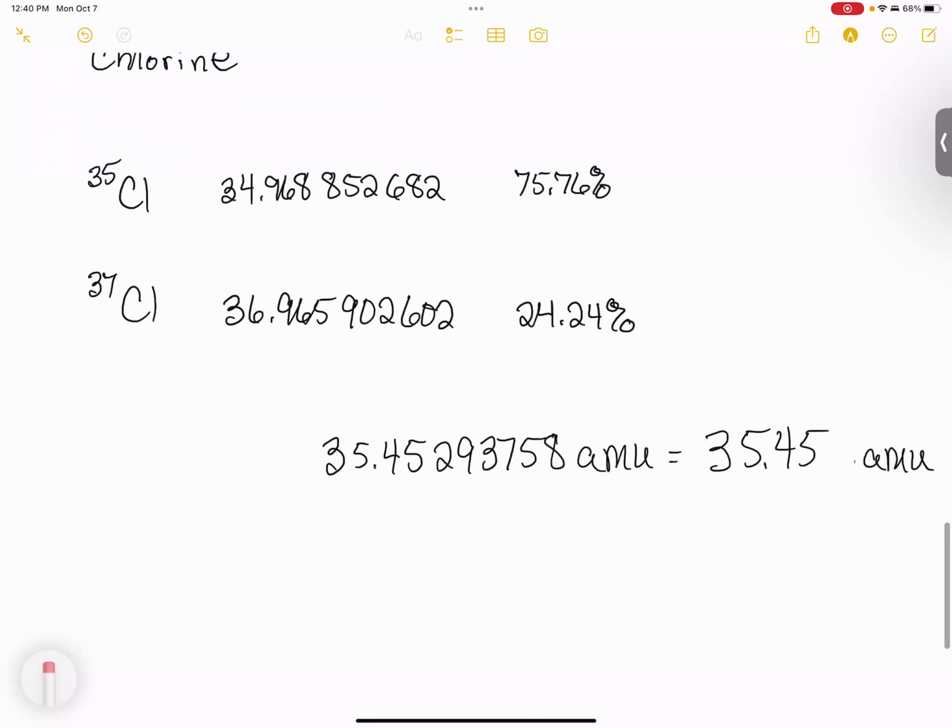Okay, you should have gotten 35.4529375 AMUs, which, if you're looking at sig figs, would have been 35.45 AMUs. And if you look at the periodic table, it's 35.453 AMUs. So this one calculated out exactly like the periodic table. Questions?